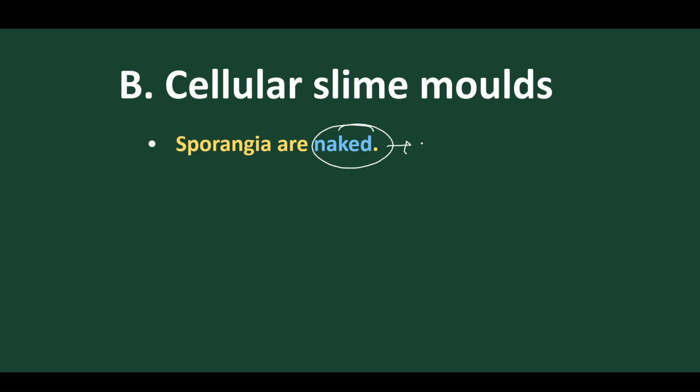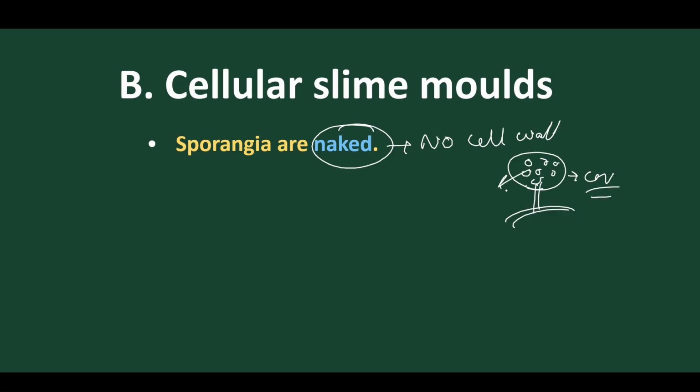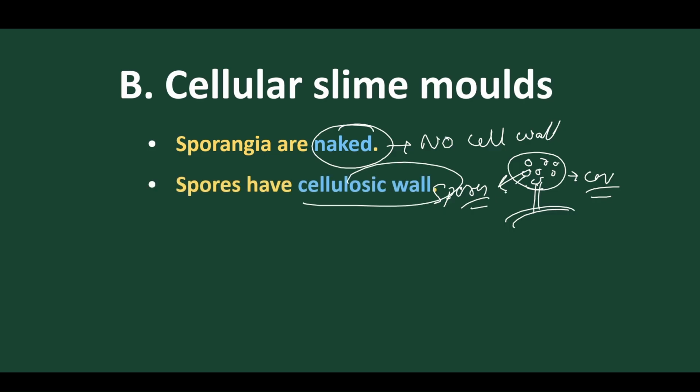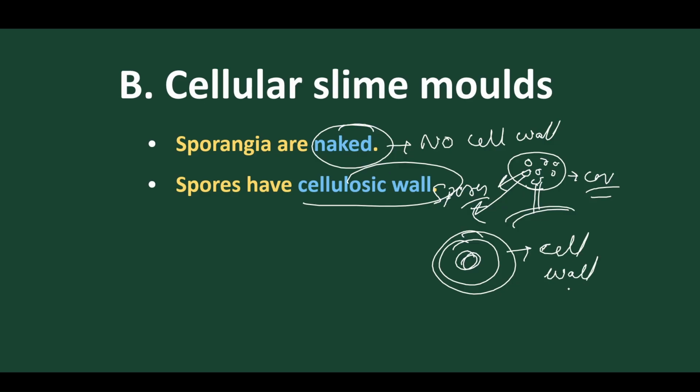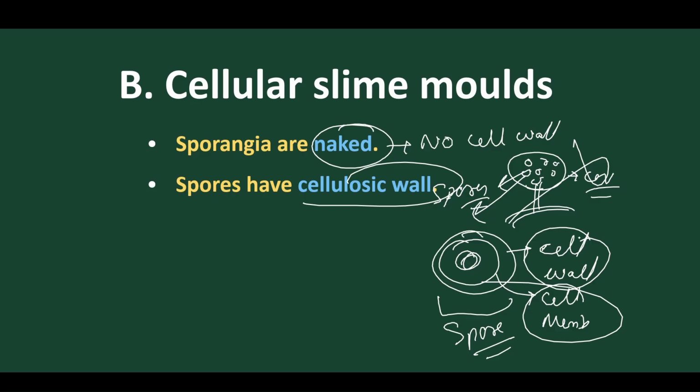Sporangia are present and naked, meaning there is no cell wall. We find the sporangia, and this is the covering of the sporangia. The spores are present inside the sporangia, and the spores have cellulose walls. So the sporangia are non-cellular, but the spores have a cell wall present. Here it is called the cell membrane. Got it? This part is called the spore. So the spore contains a cell wall, but the sporangia don't have a cell wall.